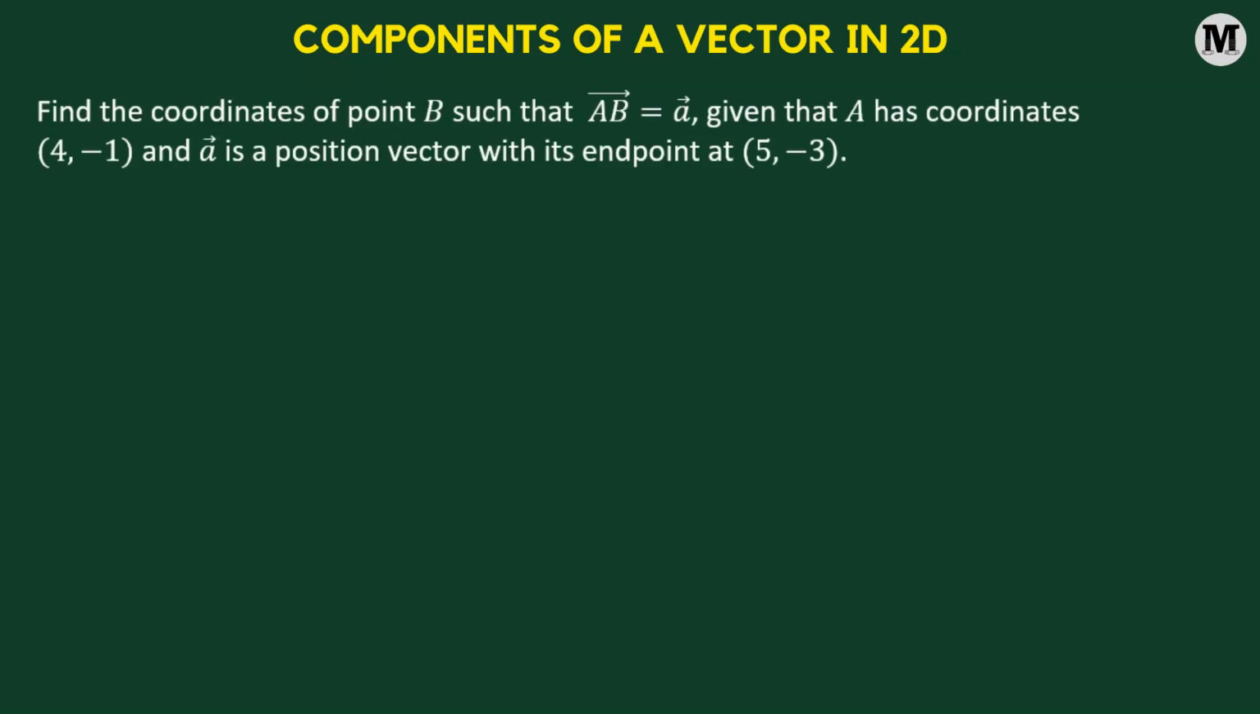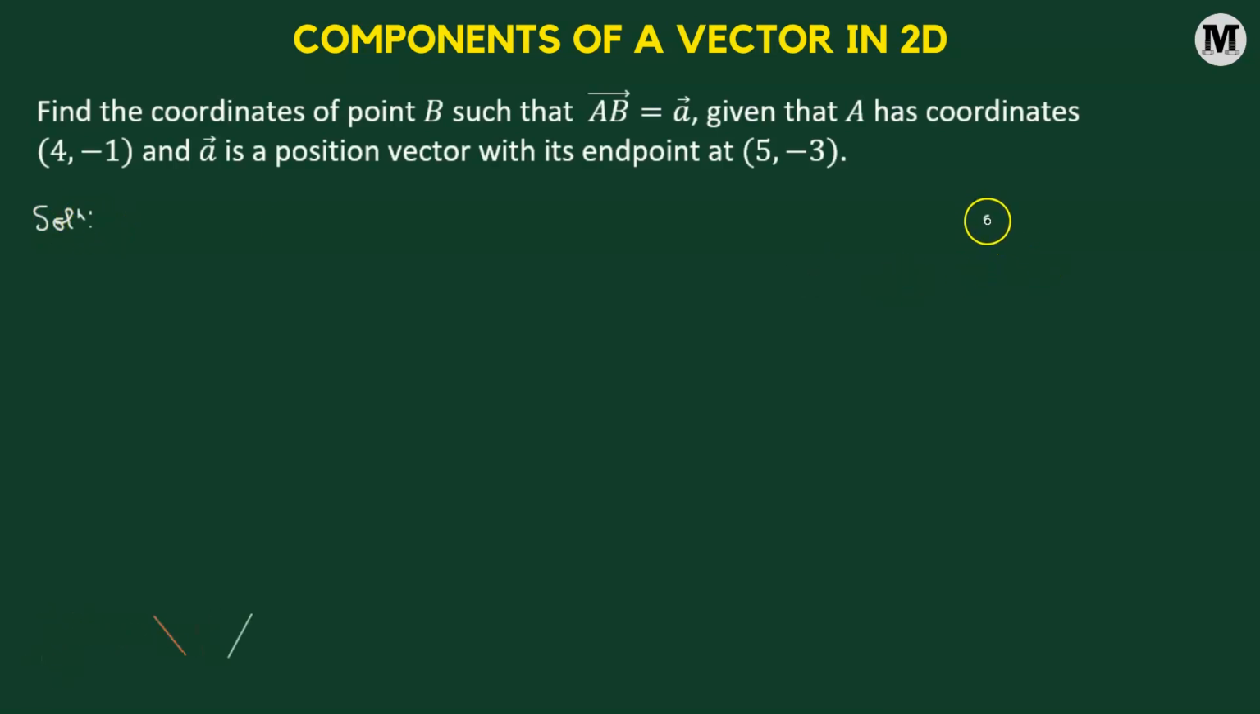Find the coordinates of point B such that vector AB equals vector a, given that A has coordinates (4, -1) and vector a is a position vector with its endpoint at (5, -3). Let us begin. First, we'll try to understand this problem graphically.